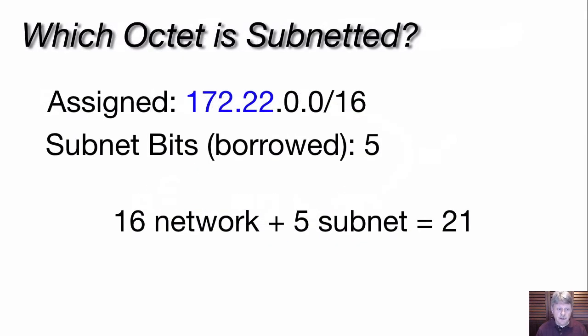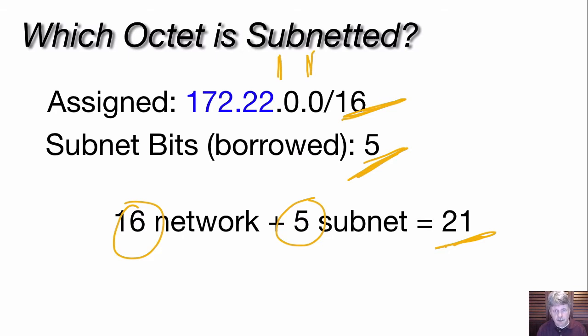That is not going to meet this requirement. How do we know which octet is subnetted? Again, pretty easy. We know that we've got 16 bits based on our given network. We've borrowed 5 to give us our 20 networks. If we add the 16 and the 5 together, that gives us 21. That is between 16 and 24, so it's going to be the third octet. And of course, that 21 is going to give us our CIDR value.